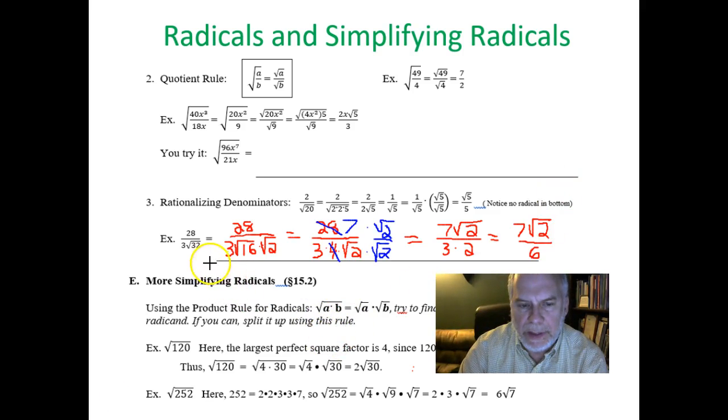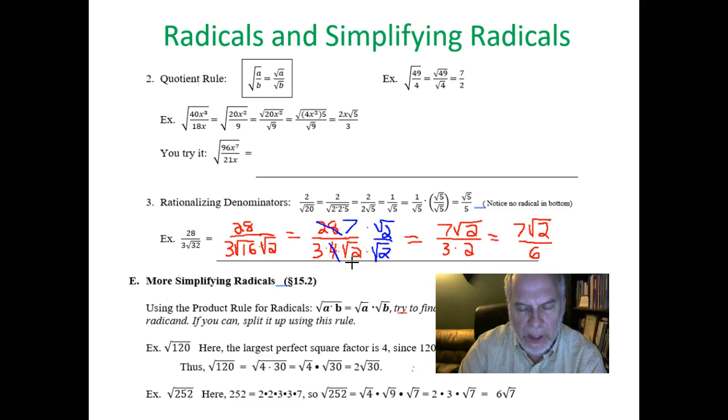Okay, what I did in this problem is I broke up square root of 32 into square root of 16 times square root of 2, because 16 times 2 is 32. And because I can take the square root of 16, it's 4. So that's what I did. I got 28 over 3 times 4, because the square root of 16 became 4, times the square root of 2.